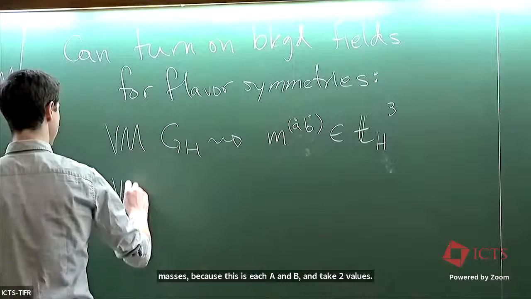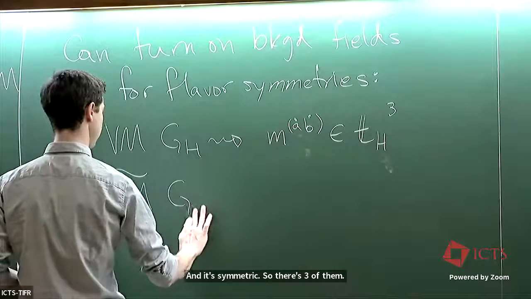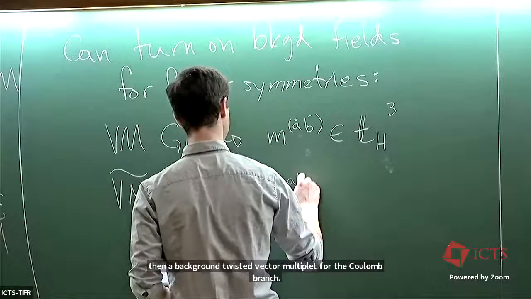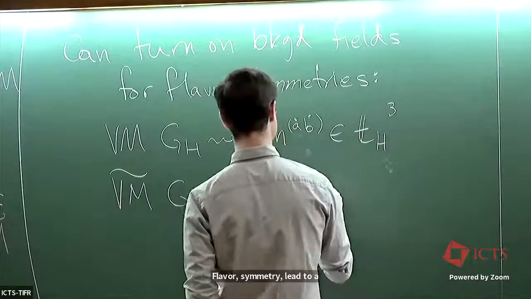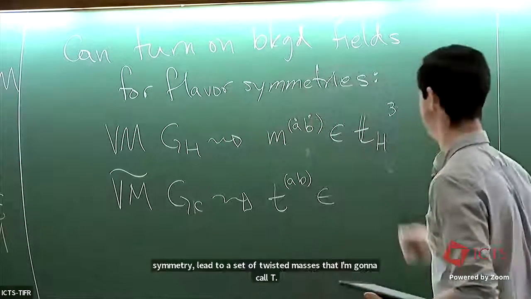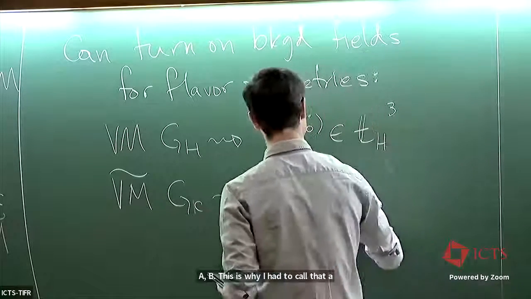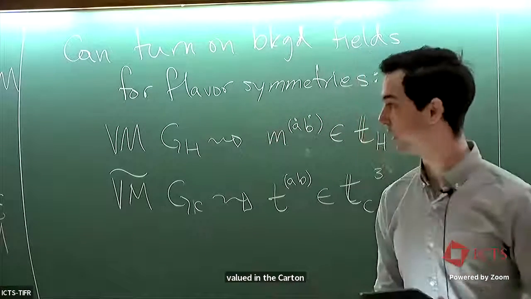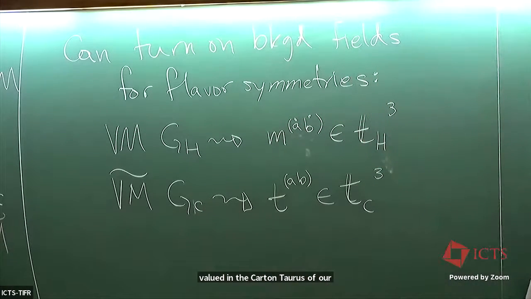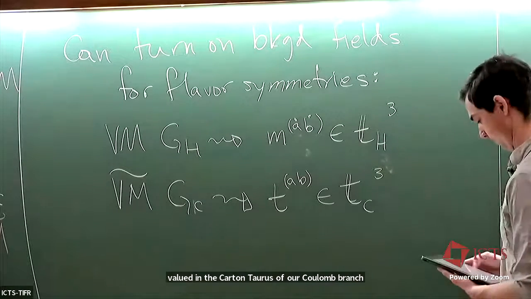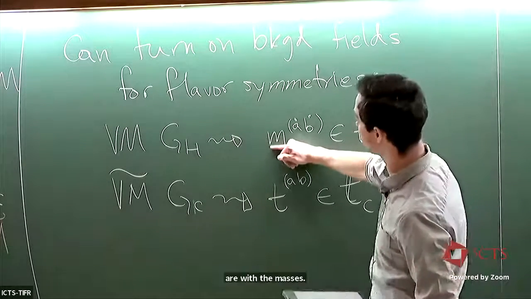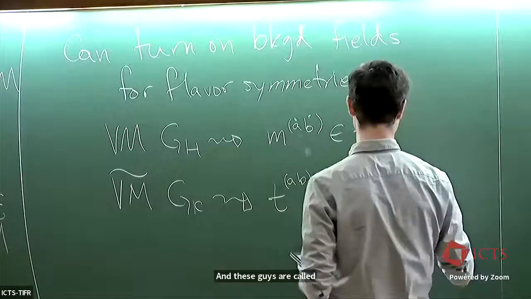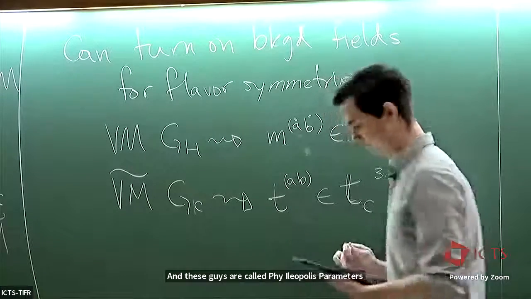And then a background twisted vector multiplet for the Coulomb branch flavor symmetry will lead to a set of twisted masses that I'm going to call t_{AB}. This is why I had to call that a frak t. But it's valued in the Cartan torus of our Coulomb branch flavor symmetry. And there are 3 of them, just as there are with the masses. Just for context, these are called mass parameters, and these are called Fayet-Iliopoulos parameters, or just for short, FI.